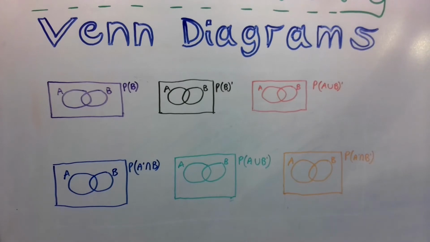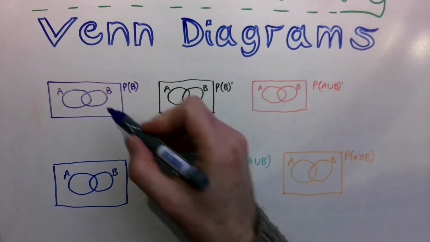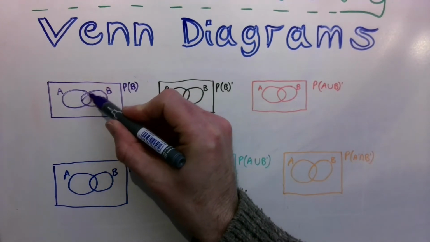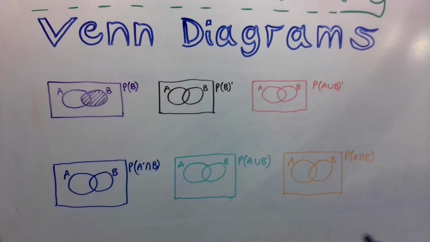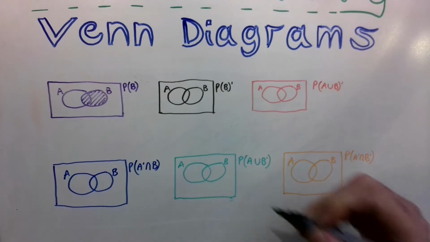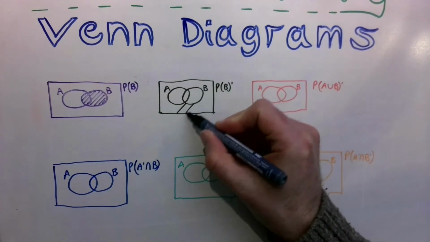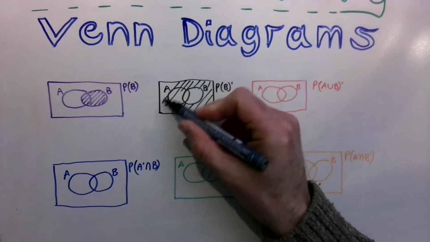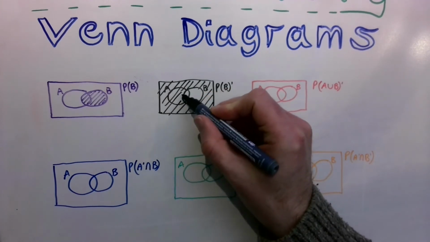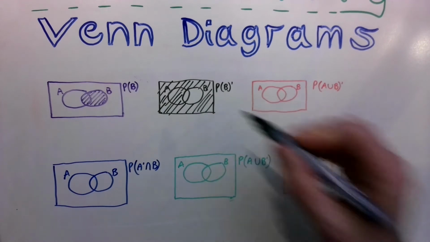Right, so it starts off simply enough with the probability of B. That would mean that we were looking for anything that's in there, in B, and that's it. The next one is a probability not in B. So it's the opposite of that, anything that's not B. So B is going to be left all on its own, and the rest of it is what we're interested in.